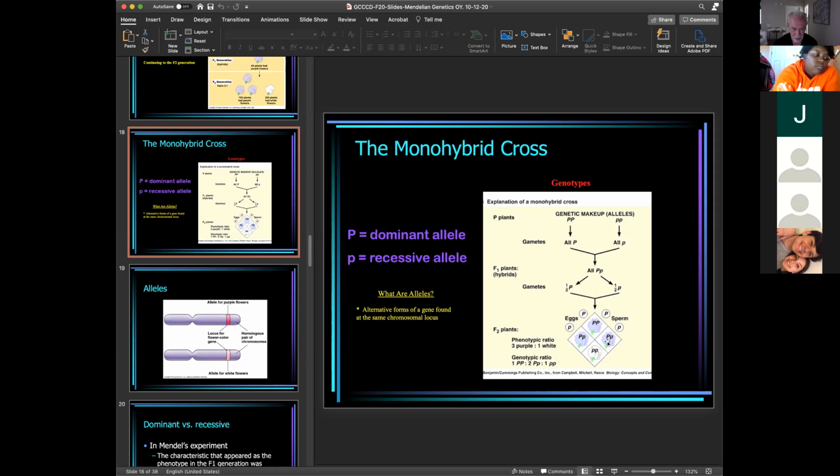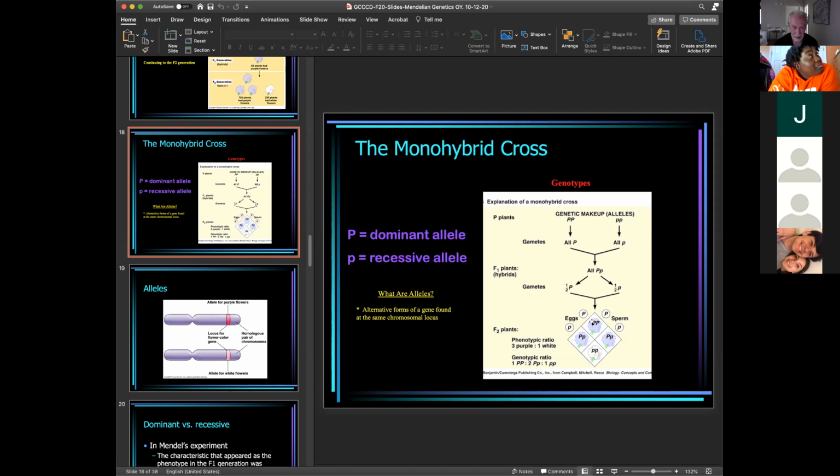So the phenotype is 3:1. That's because anything that gets a big P allele is purple. And only if you get 2 little p alleles is it white. And so phenotype in a monohybrid cross is always 3:1 in the F2 for phenotype, and 1 to 2 to 1 for genotype.